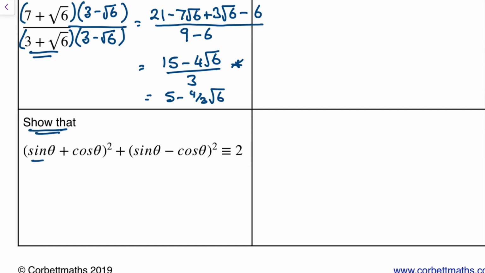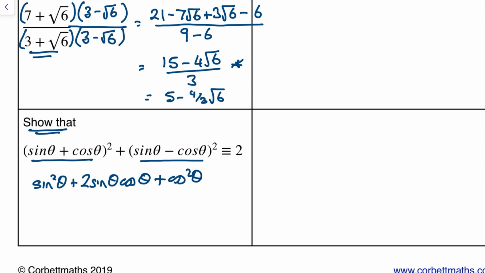So let's start here. So if I expand this, that's going to give me sine squared theta plus 2 sine theta cos theta plus cos squared theta. And then if I expand this one as well, I'm adding, so it's going to be plus sine squared theta plus cos squared theta minus 2 sine theta cos theta.